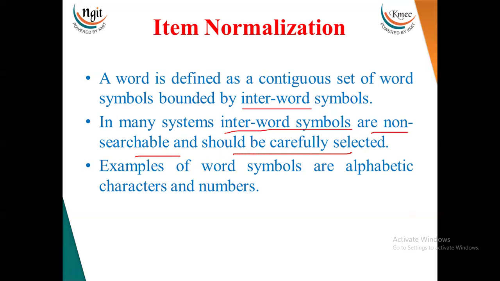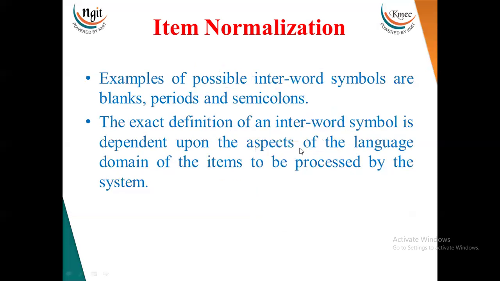So whenever you're connecting, you'll have more things. What are the different types of word symbols? You'll have characters and numbers. We cannot say how to write a word. If you take the word example, or the word defined, D is a character, E is a character, F is a character. These are bounded by interword symbols, and consist of all alphabetical characters and numbers. Okay, you will have these examples.